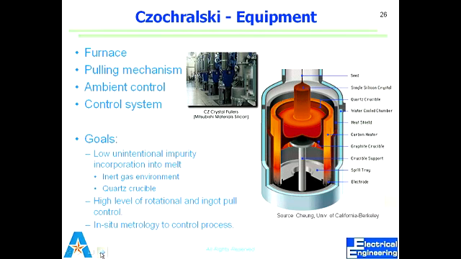The equipment consists of a furnace, a mechanism to pull it out, ambient control, and control on how fast you want to pull it out. These are different parts, but the essential requirement is we don't want any unintentional impurity in the melt. So we have inert gases and we use a quartz crucible. There is also in situ metrology to control the process. In situ means something that can measure the outcome of a process while it's happening.